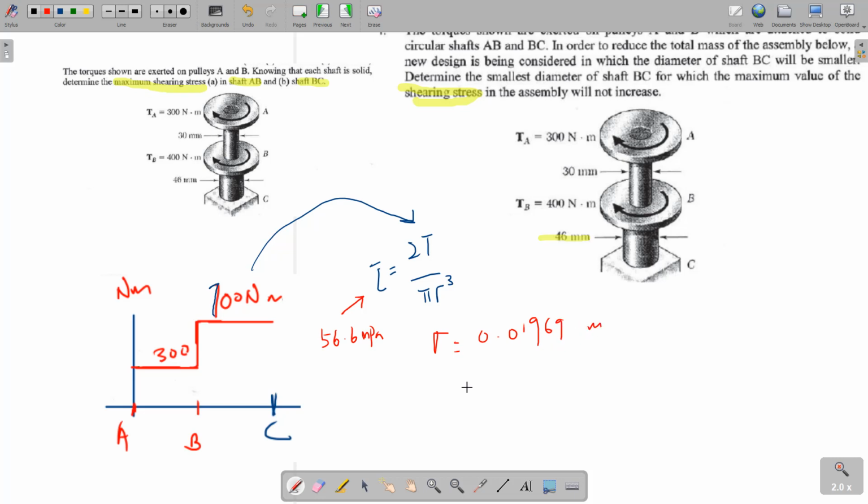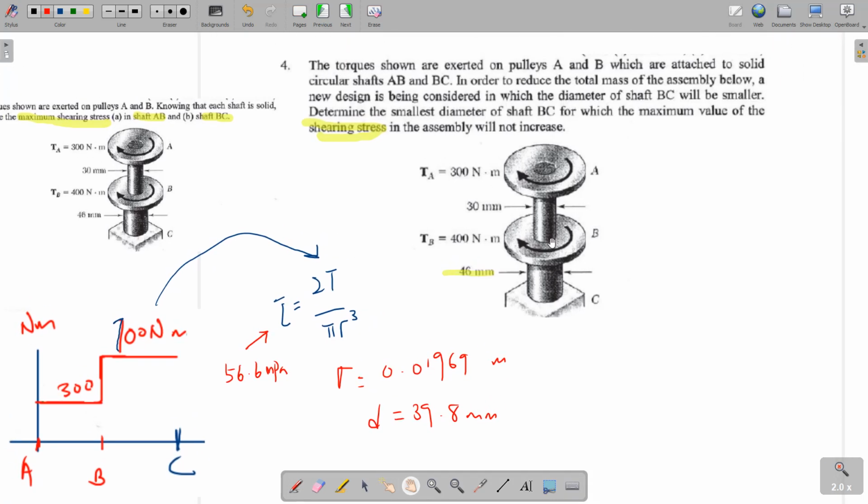meter. Okay, diameter is twice the radius, so that will give you 39.8 millimeter. That is the recalculated diameter of the portion B to C, and that is the minimum. Making it smaller than 39.8 is going to exceed this stress. If we start to exceed this stress level, that means we start to increase the stress of the overall assembly. By limiting it to 39.8, we are going to make sure the stress level in the assembly will not increase.